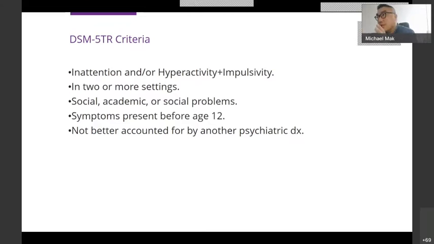And of course, a disorder isn't a disorder if it doesn't cause you some social or academic or work-related problem. And the symptoms have to be present before age 12, because our conception of ADHD, our understanding of it, is that it's a developmental disorder. And of course, as with all conditions, it can't be better accounted for by another psychiatric diagnosis.